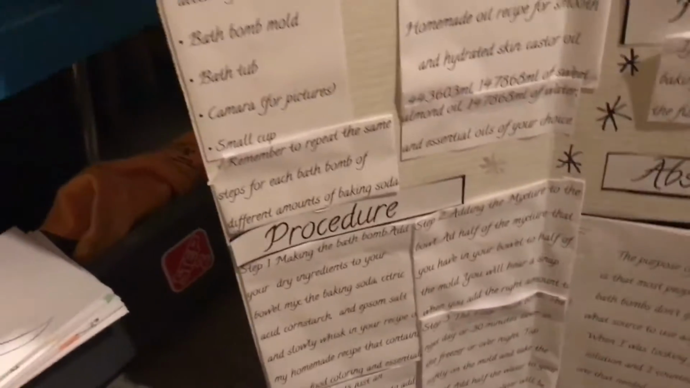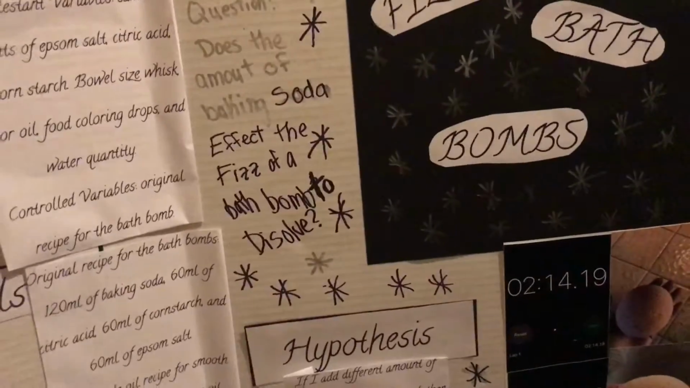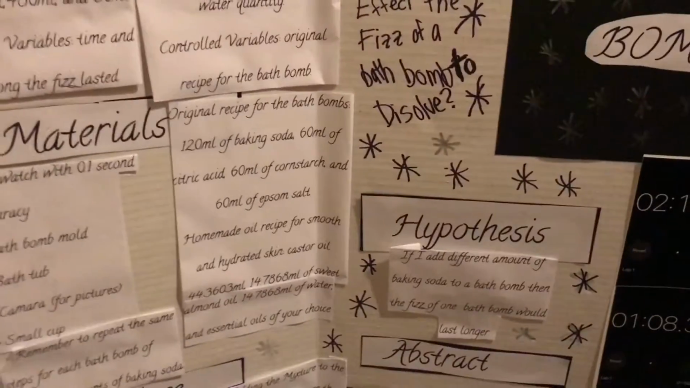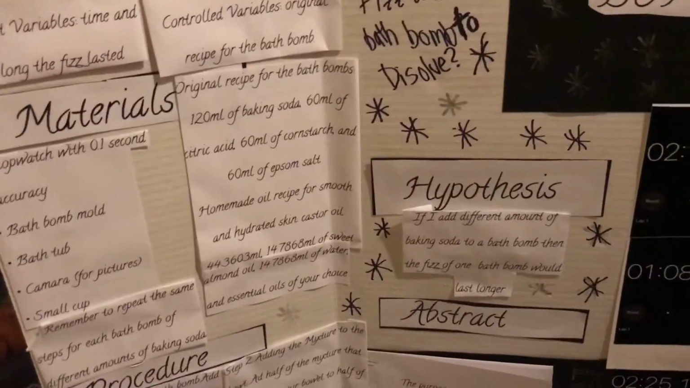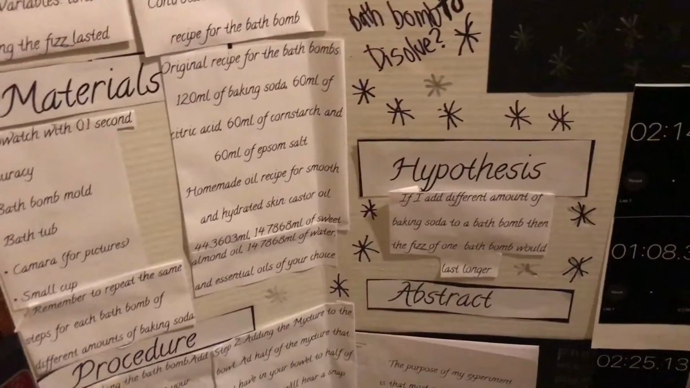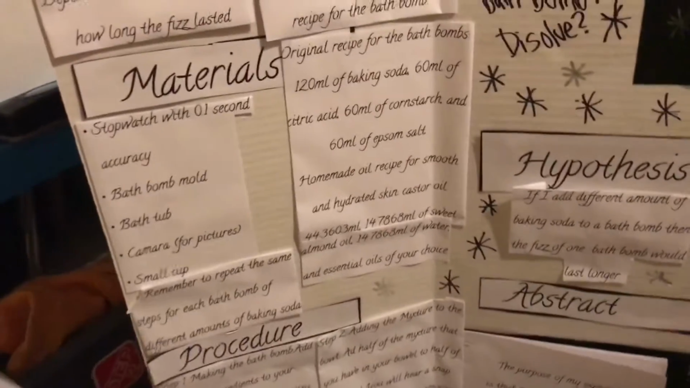My procedure, or how to make a bath bomb: you add all your dry ingredients, which are the citric acid, the cornstarch, and Epsom salt, and then the different amounts of baking soda to each bath bomb, so in this case it would be 5. You add that into your bowl, and then you start whisking slowly as you add in your homemade oil recipe, which contains the castor oil, the sweet almond oil, or any other oils you would like to add, and the same amount of water.